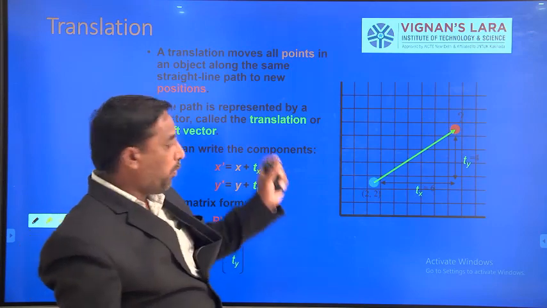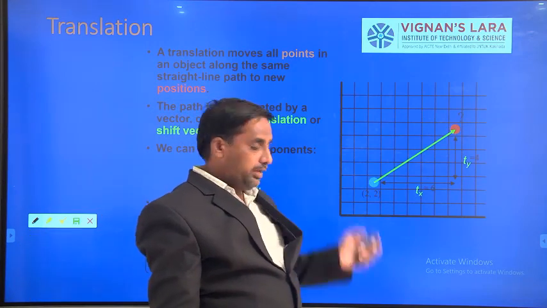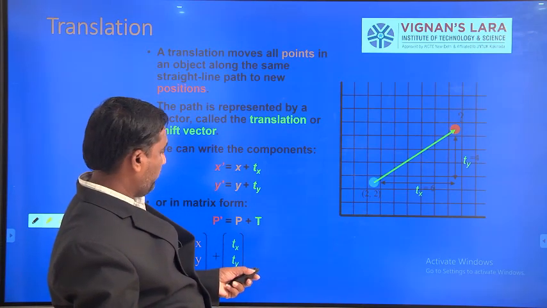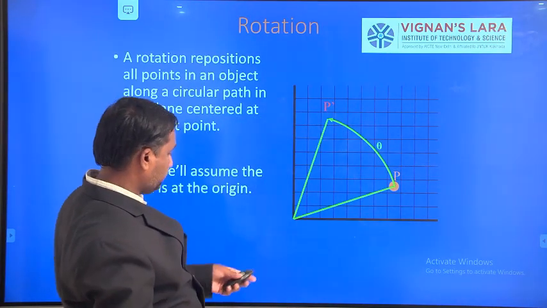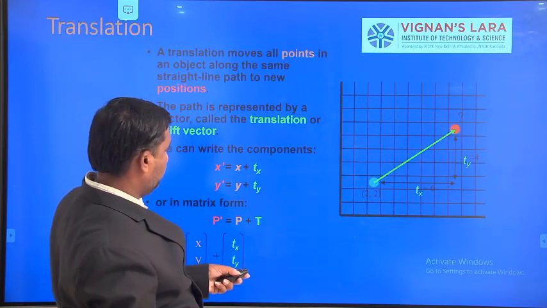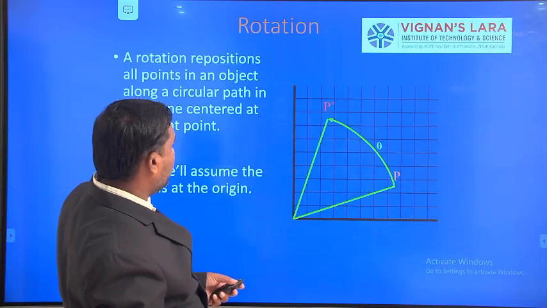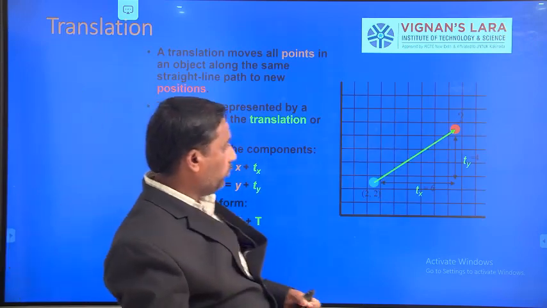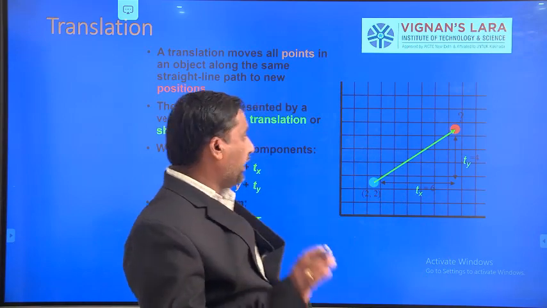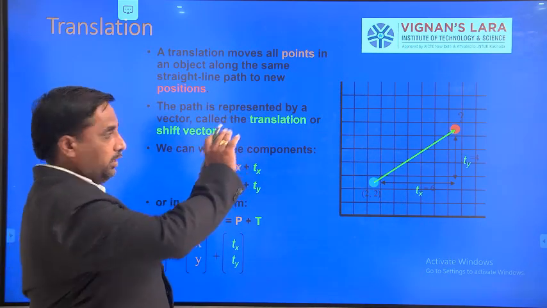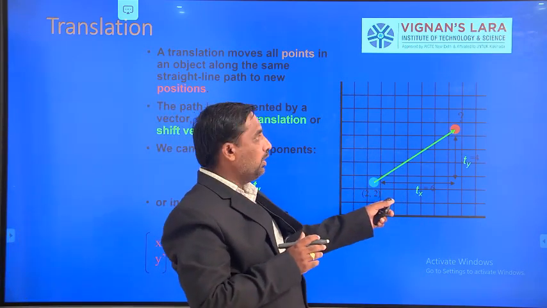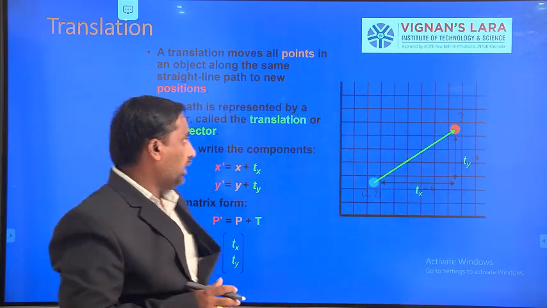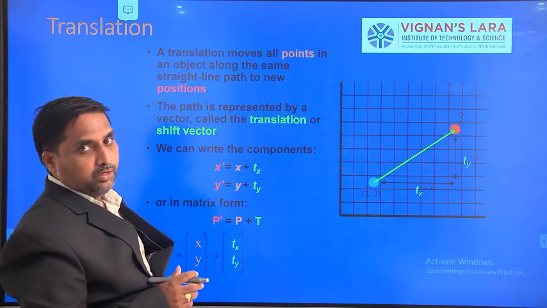So translating a point we have seen now. Next one is rotation. Before going to the rotation, I will explain one thing. Here I considered one point P (2,2), and I have translated that one to another location. Translation or rotation, you can also do this.